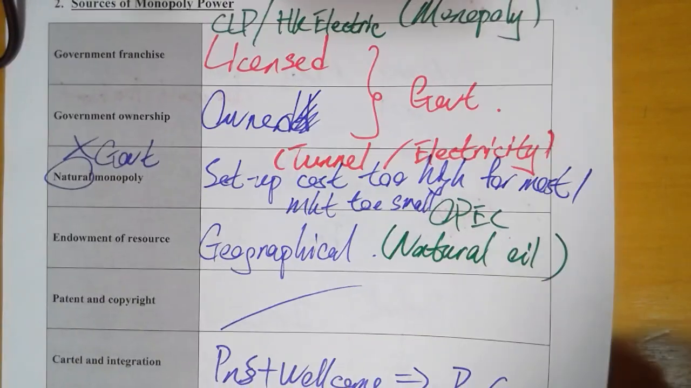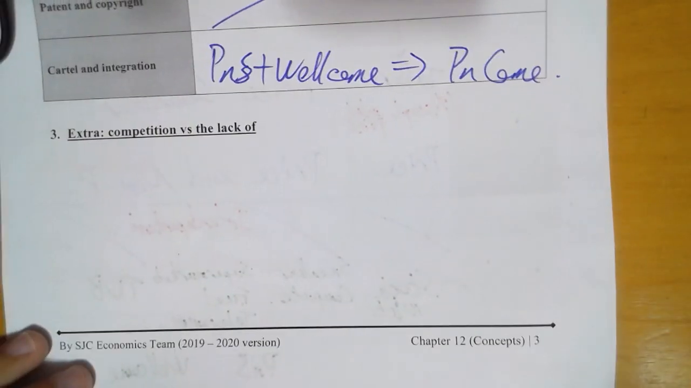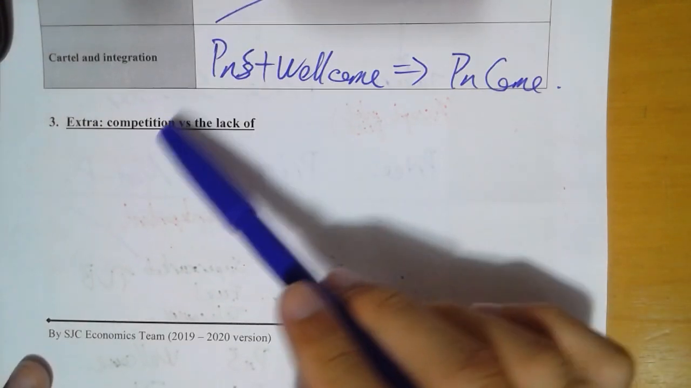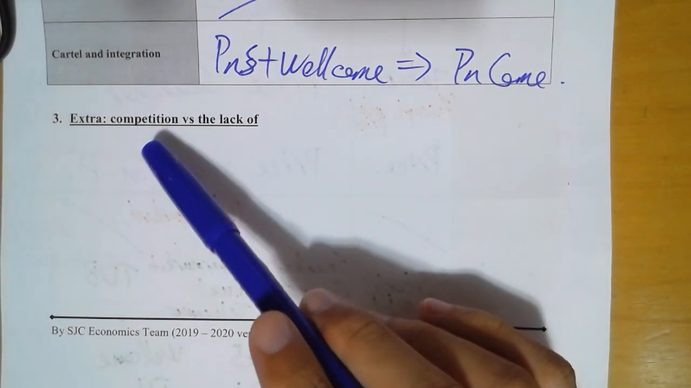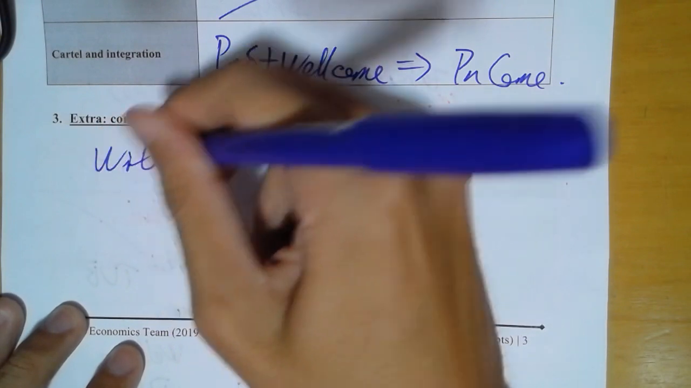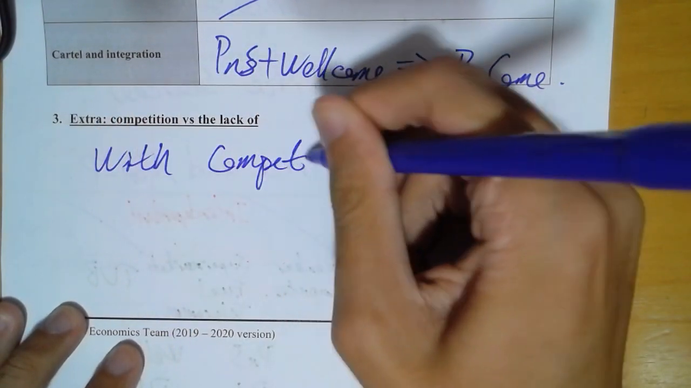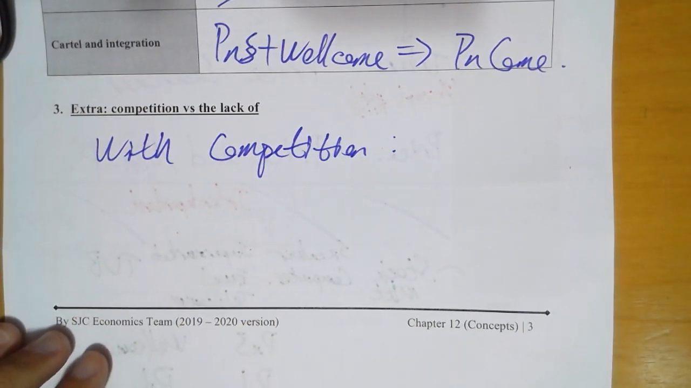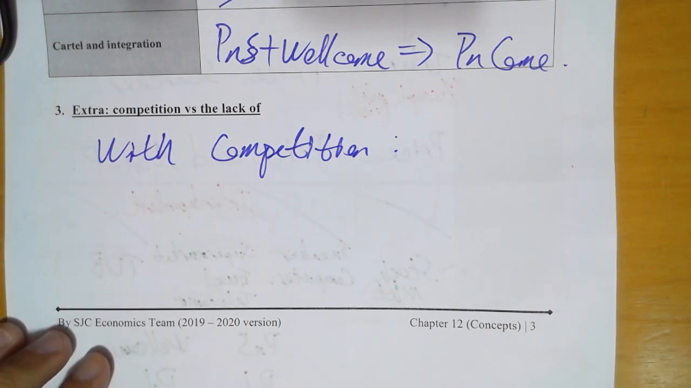Okay, now finally, this is not straightly within the syllabus, but we need to talk about how come in the real world we always try to talk about introducing competition. 我哋成日都話要引入競爭啊，點解嘅？Now remember, with competitions, there are at least, I would say, three good things that we can think of.